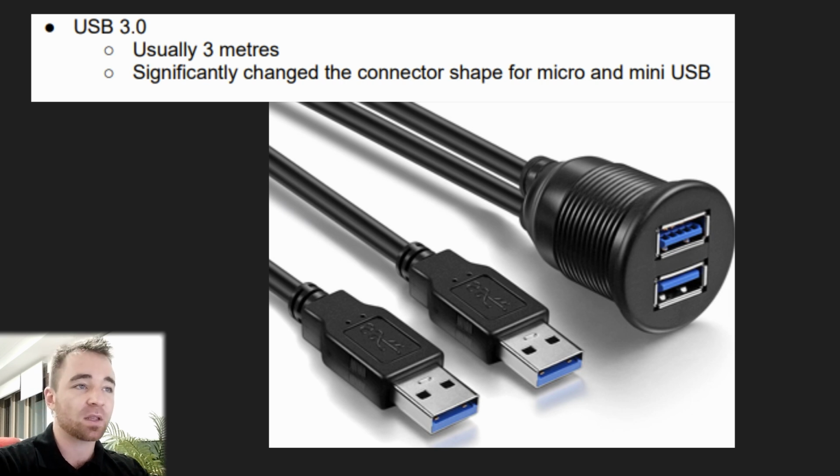So usually up to about 3 meters, and significantly change the connector shape for micro and mini USB. All right. So again, we went through those different connector types for USB, the mini, the micro, and the USB A. So just think, so far, there are 3 different connector types, and then USB 2 is white, USB 3 is blue. Okay, that's mostly it so far.